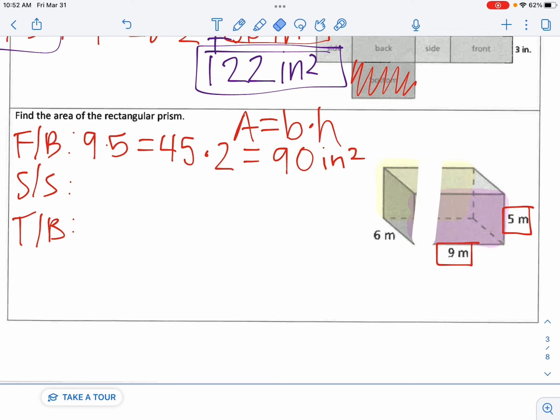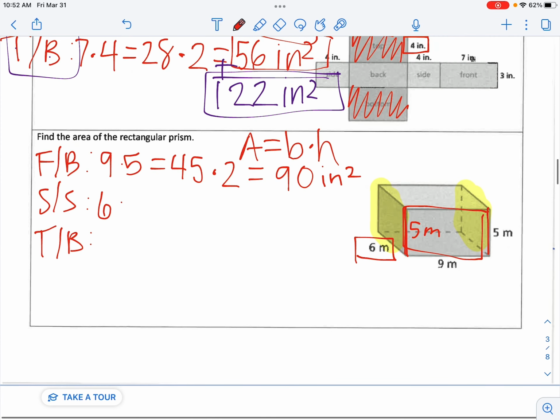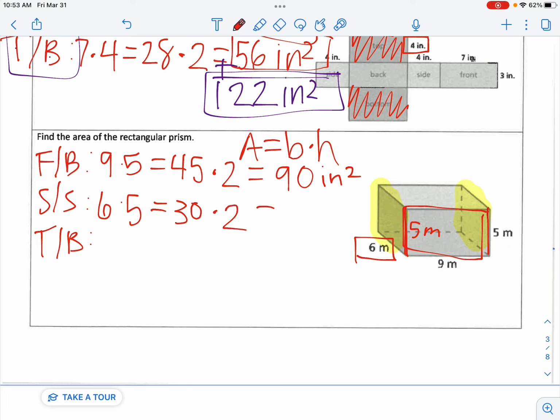Okay. Next, we have our side and side. So that's this one and this one. Okay. If I look at the one on the left, I know my base is 6. That one is easy to read. Okay. But I need to figure out what is my height right here. Since this whole thing is a rectangle and this side is 5, that means this side has to be 5 as well. So for our sides, we're going to do 6 times 5 equals 30. And then we multiply those by 2 because there's 2 sides. And we get 60 inches squared.